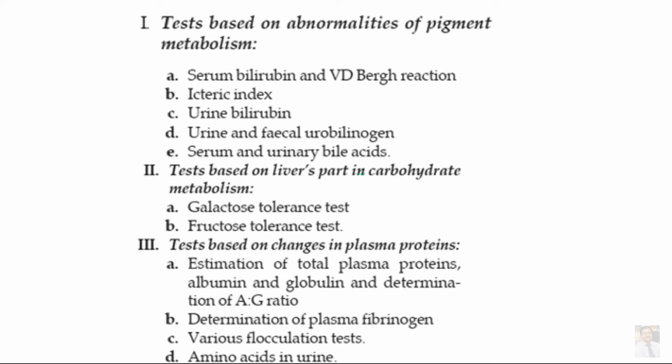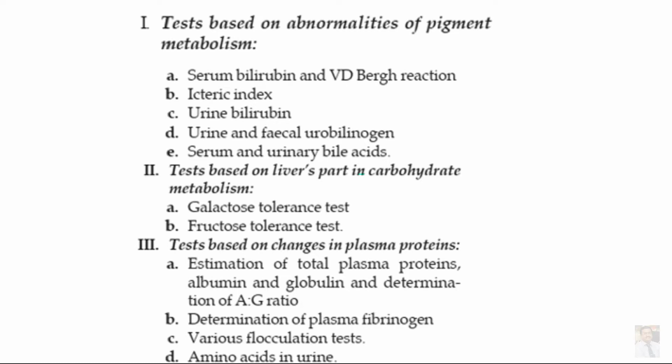And the next one is serum and urinary bile acids. All the five tests, A, B, C, D, E, come under the tests based on abnormalities of pigment metabolism. Here the first pigment is bilirubin, the second one is urobilinogen, and the third one is bile acid. So all the five tests are included in the first category.